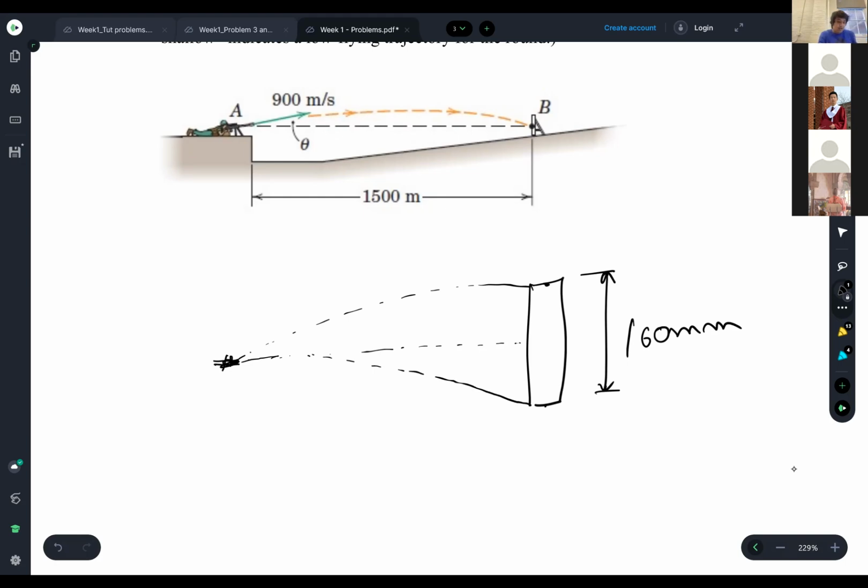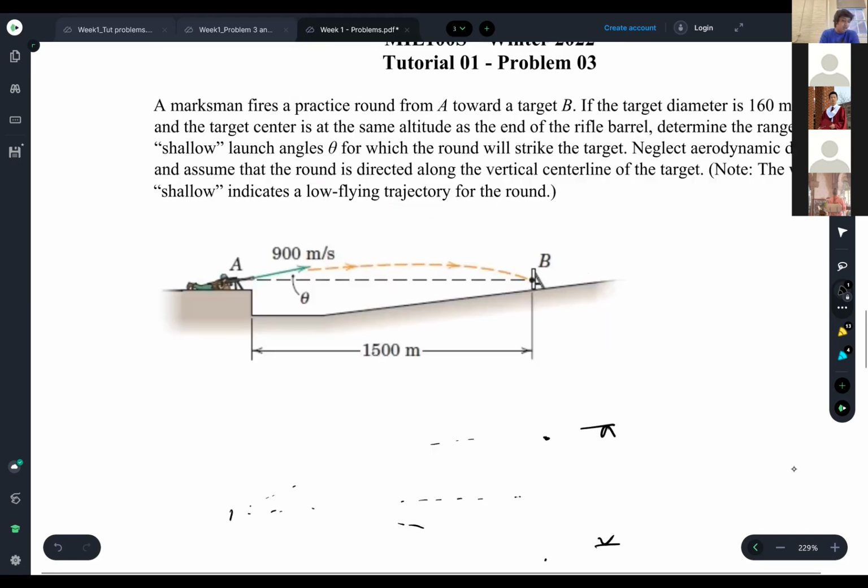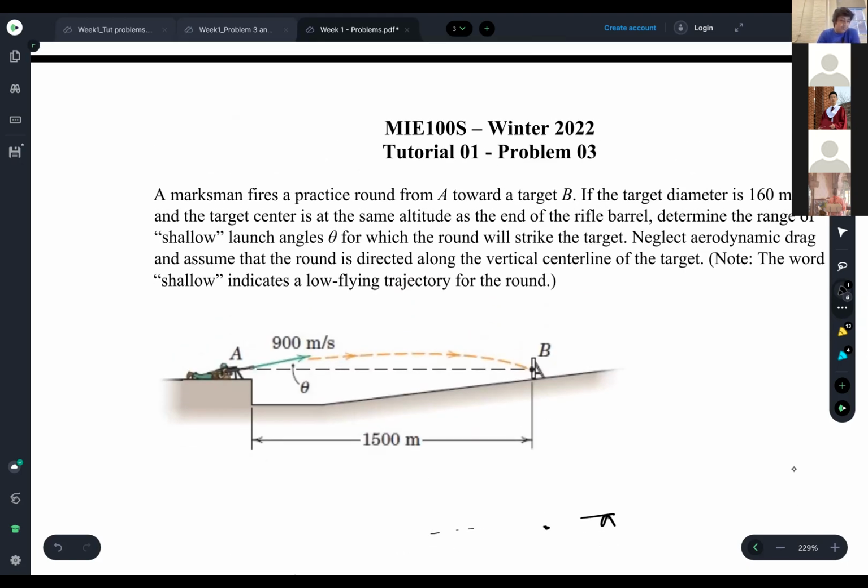So if you can find out the angle to hit the top and bottom, all the angles in between will be your launching angles that can hit the target, okay? So the question is actually asking you to find this range of angles so that you can at least hit the target. And you are not expected to calculate the aerodynamic drag, which makes the sample problem a lot easier. I'll give you guys 10 minutes. You need to use the projectile motion equations both in X and Y axis.